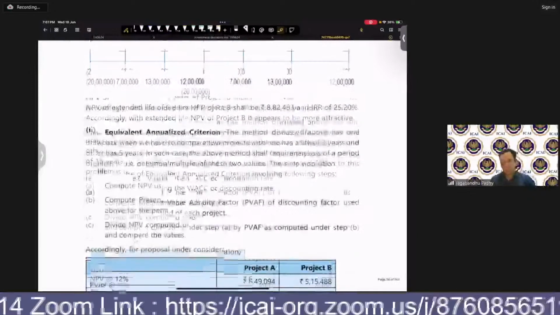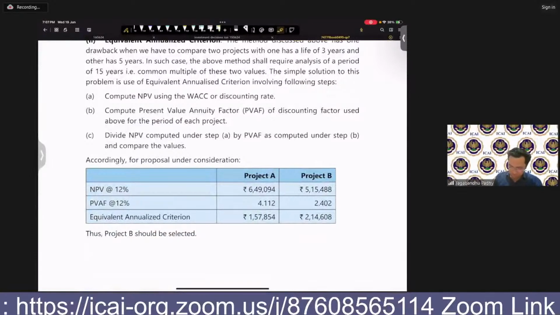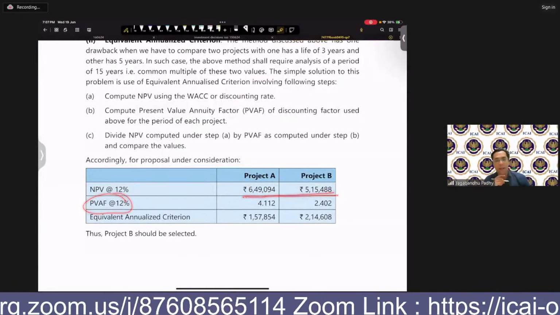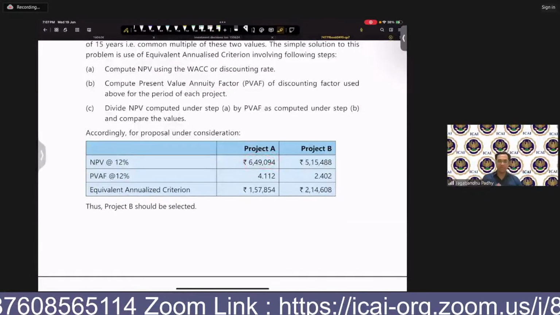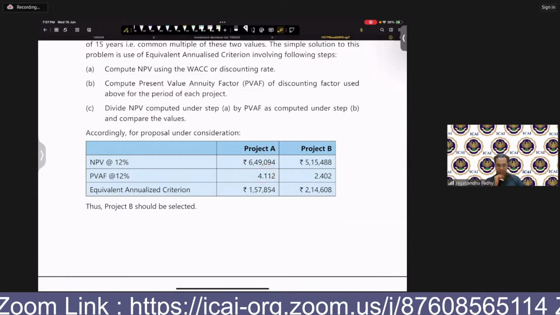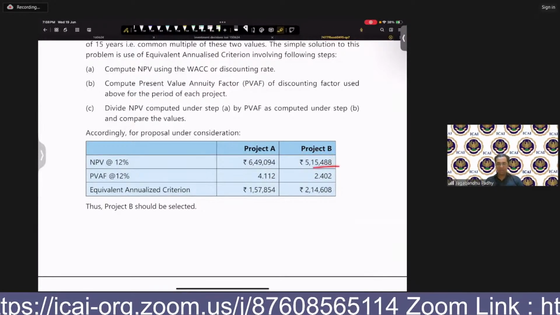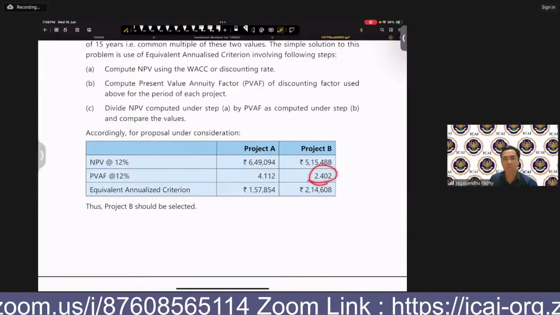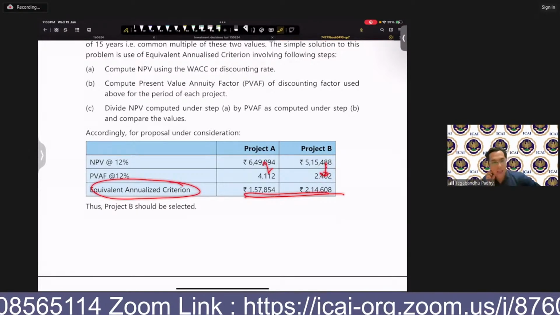Or the second criteria to evaluate such projects which have got different lives is to divide your NPV figures by present value annuity factor, because this NPV is generated over a period of 6 years, and those 6 years have got a present value annuity factor of 4.11, whereas project B is having an NPV of 515,488 over a period of 3 years, which has got a present value annuity factor of 2.402. So you just need to divide them and calculate the equivalent annualized NPV.